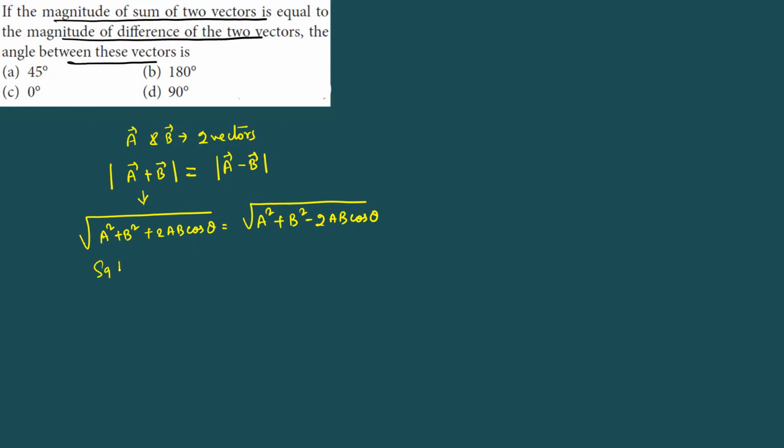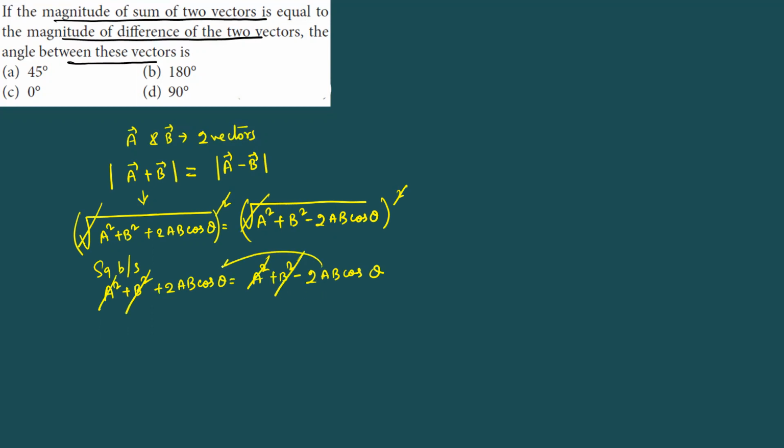Now you can square both the sides. Square and square root will cancel out here, and here also. So you'll be getting A square plus B square plus 2AB cos theta is equal to A square plus B square minus 2AB cos theta. So A square, B square will cancel. Minus 2AB cos theta will come this side and become plus 2AB cos theta.